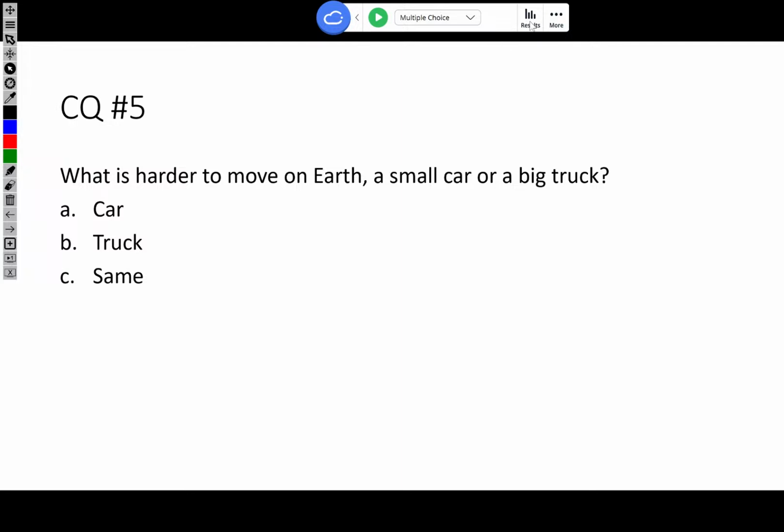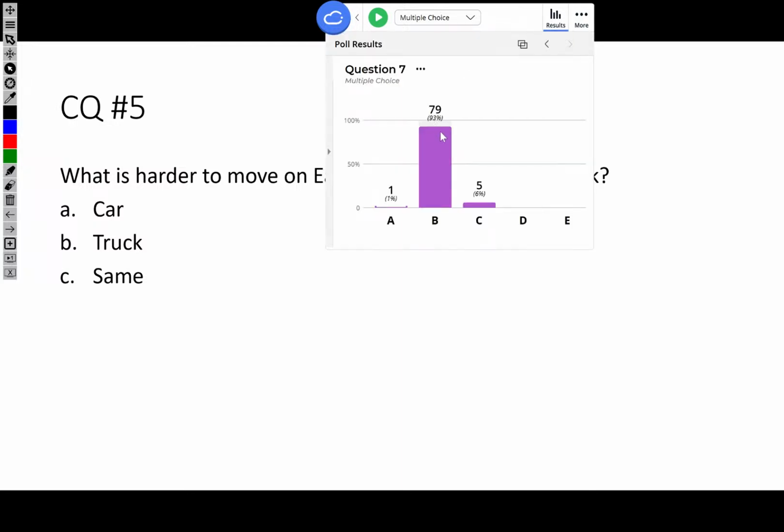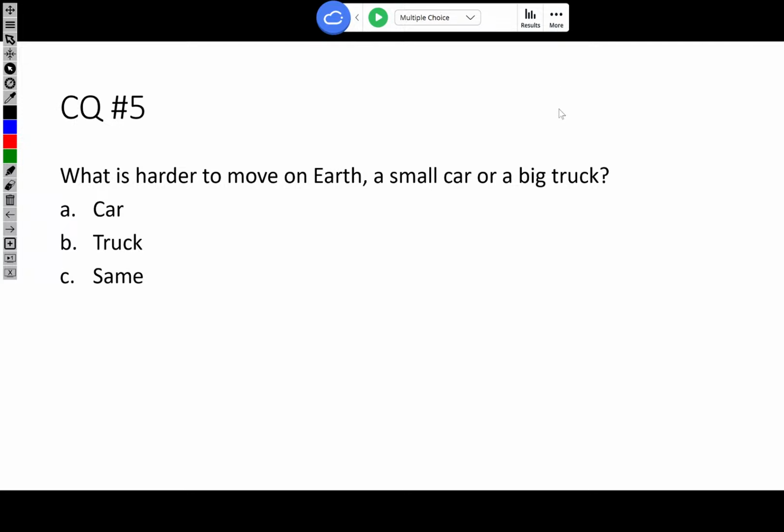So this is not a trick question. The truck is harder to move. And we're going to get to why. But what is fundamentally different about a truck versus a car? Their mass. What is mass? Let's get into that. What is mass?